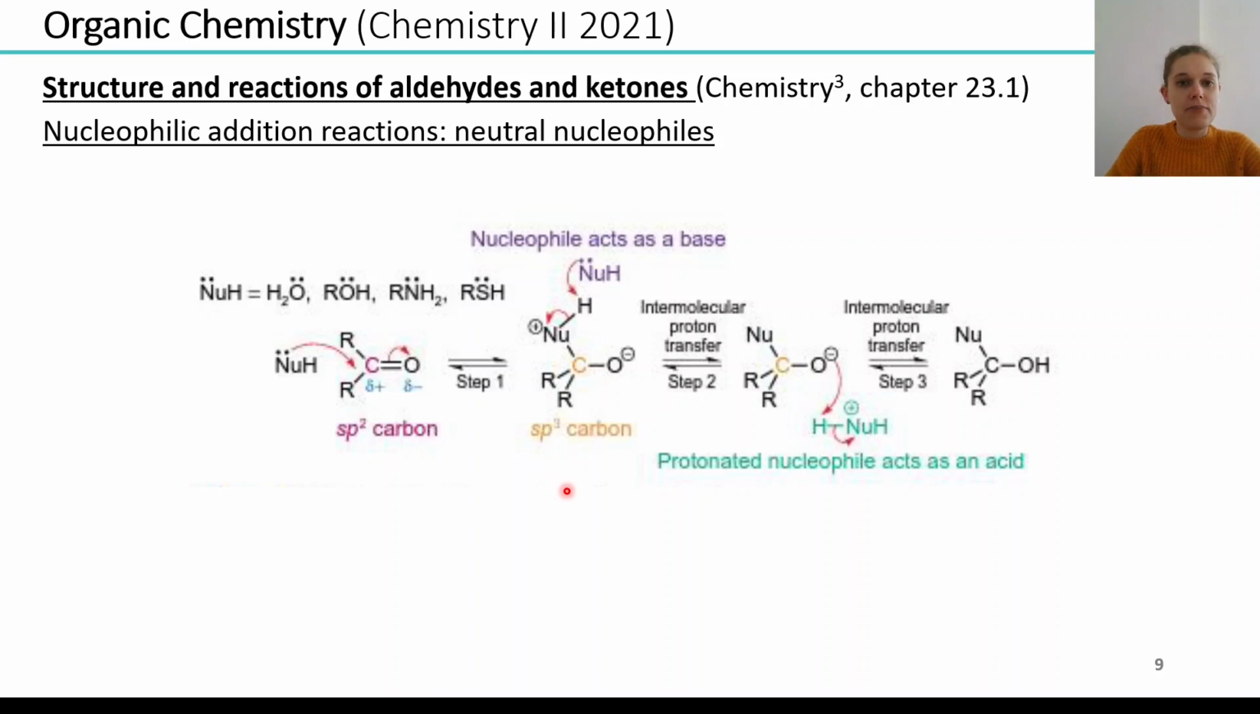And then subsequently, an intermolecular proton transfer takes place, whereby the nucleophile acts as a base. Subsequently, another intramolecular proton transfer takes place, and now the protonated nucleophile acts as an acid. And hereby a proton is transferred from the nucleophile towards the oxygen atom in order to produce the product which contains a hydroxyl group. Important to see is that all these 3 steps are reversible, and very often an acid catalyst is added in order to increase the rate of the addition of the neutral nucleophile to the carbon-oxygen double bond.